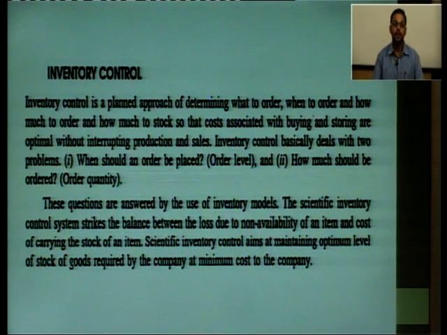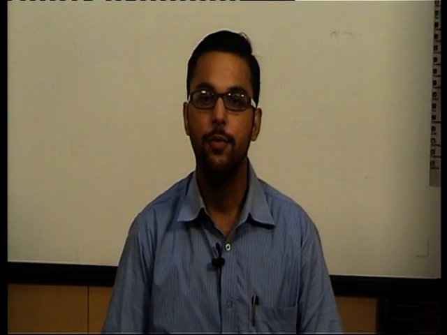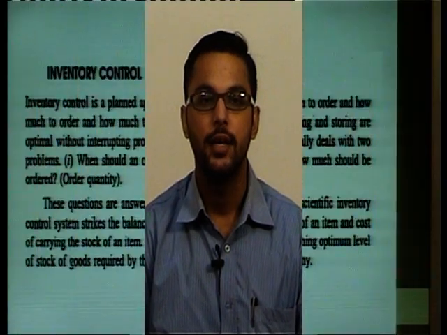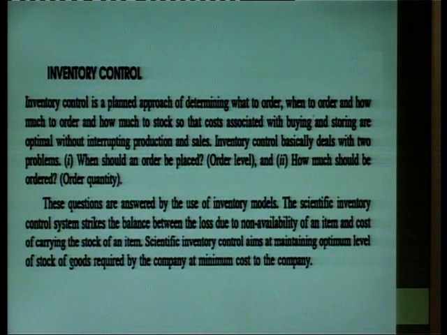Inventory control. Inventory control is a planned approach of determining what to order, when to order, and how much to order, and how much to stock, so that costs associated with buying and storing are optimal without interrupting production and sales. Inventory control basically deals with two problems. Number 1, when should the order be placed, and number 2, how much should be ordered. These questions are answered by use of inventory models.